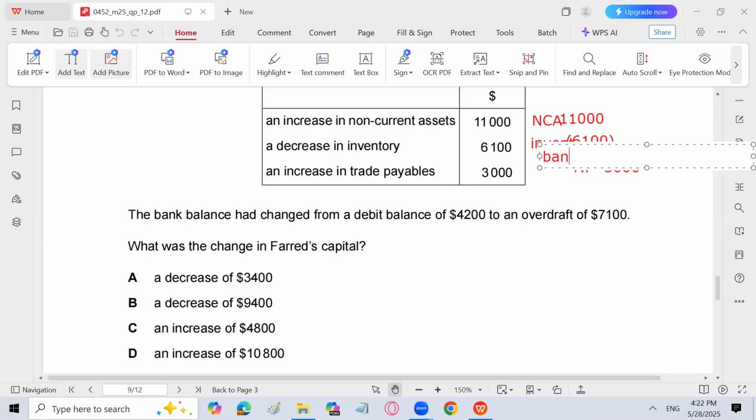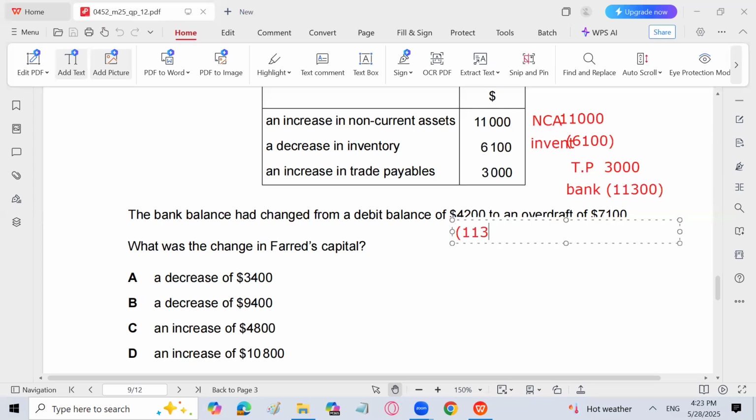You can write bank... No, we cannot do it like this, we have to bring the change, because the debit balance of 4,200 of bank has now become a bank overdraft of 7,100. So it means that there is a negative bank decrease of how much? Assets have been decreased by 11,300. Because how will the debit balance of bank become a bank overdraft of 7,100? When there is a decrease in bank of 11,300: 4,200 minus 11,300, then it will become 7,100 negative.